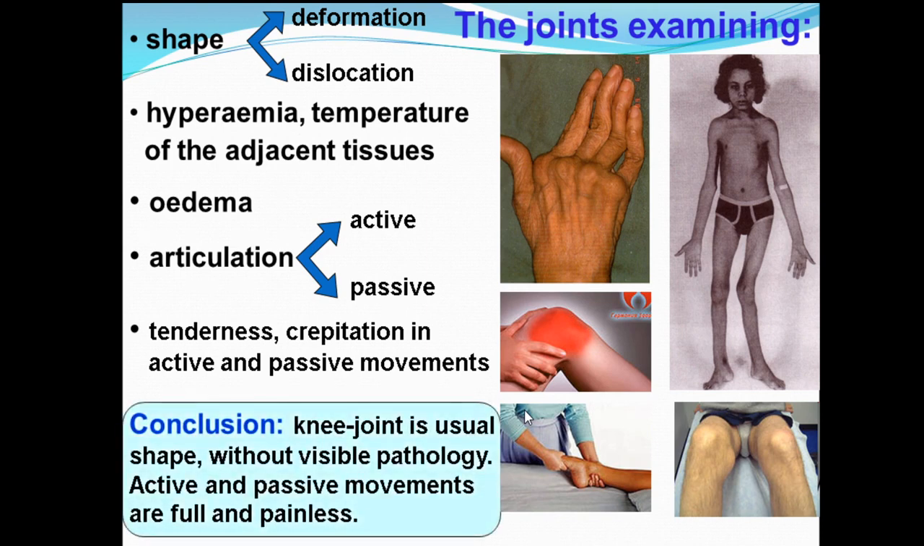And our conclusion must be formulated in a definite order. For example, we'll examine the knee joint, and I'll formulate a conclusion which is characteristic of the norm. The knee joint is of usual shape without visible pathology. Active and passive movements are full and painless.